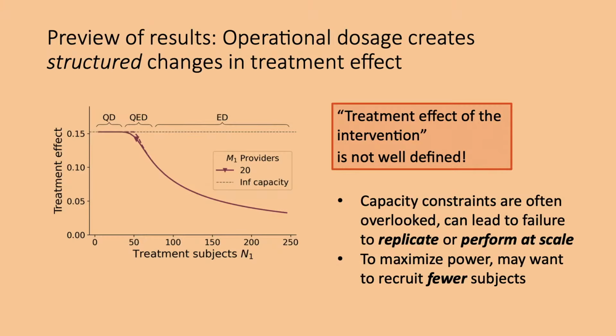If we ignore these capacity constraints, which they often are, this can lead to failure of experiments to replicate or perform well at scale. This has been an issue that people have brought up in the economics literature a lot. And this, again, is one more mechanism for why that might be happening. Another thing that will follow from this is that later, when we think about how you actually design experiments, how you decide how many participants to recruit, if you're trying to maximize power to detect an effect, you might actually want to recruit fewer subjects rather than more.